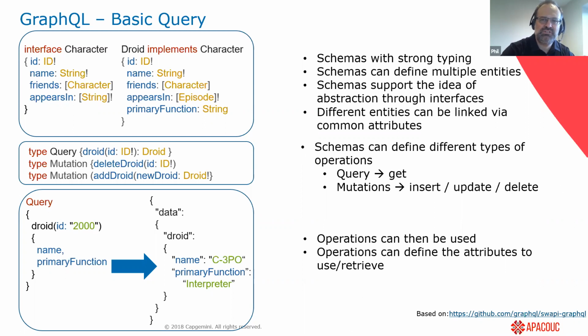But if someone just wants the droid names because they want to present a list to the user, then that's all they need to ask for. But if they want more, they want to have rich information about a particular droid, then you can provide that as well, which makes it very powerful.